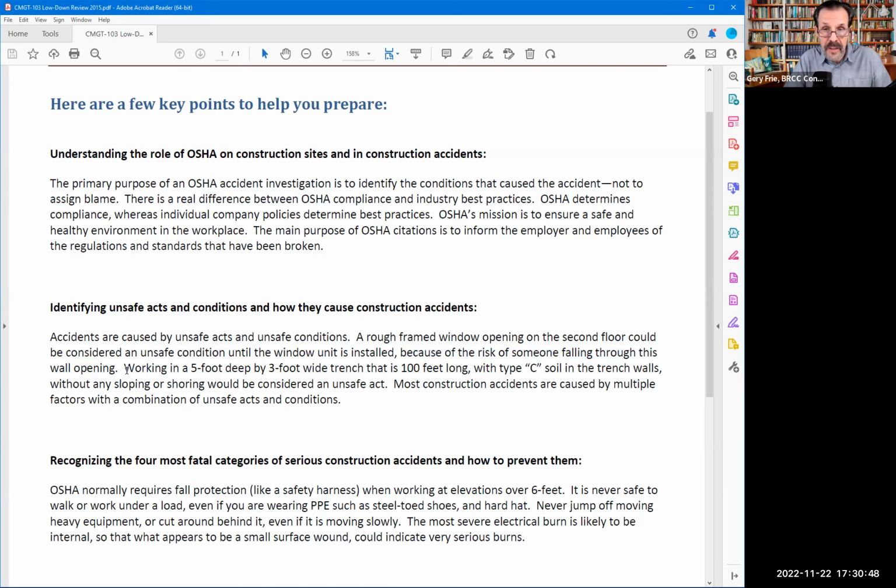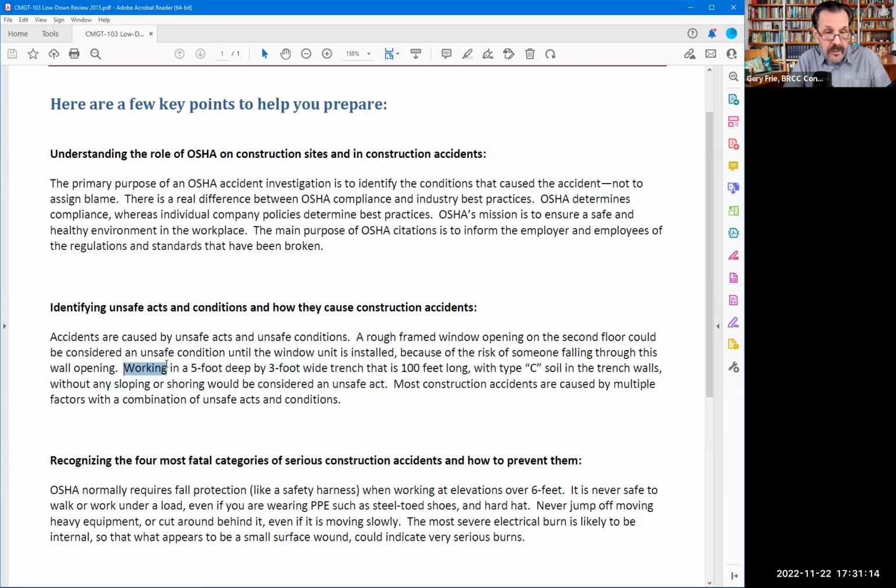So we've got a different kind of example of an unsafe act or an unsafe condition. That first thing was an unsafe condition. When you've got a rough framed opening, that's an unsafe condition. This next statement says working in a 12-foot by 3-foot wide trench that is 100 meters long with type C soil on the trench walls without any sloping or shoring. Well, that would be considered an unsafe act. So it's an unsafe act if you're working in it already.